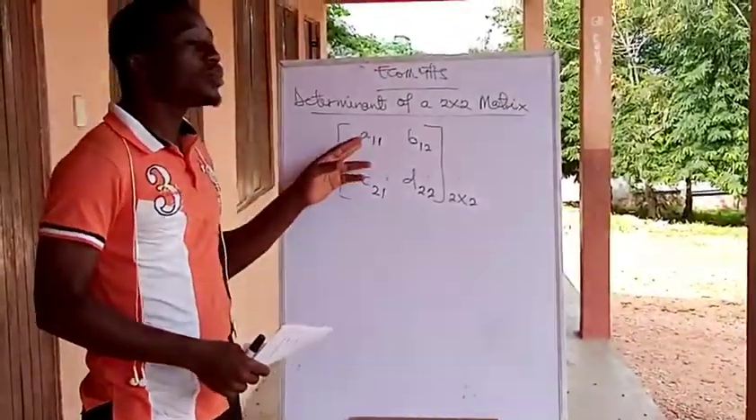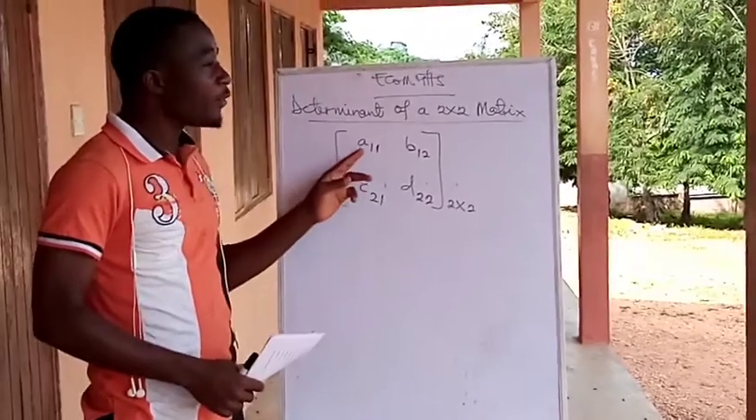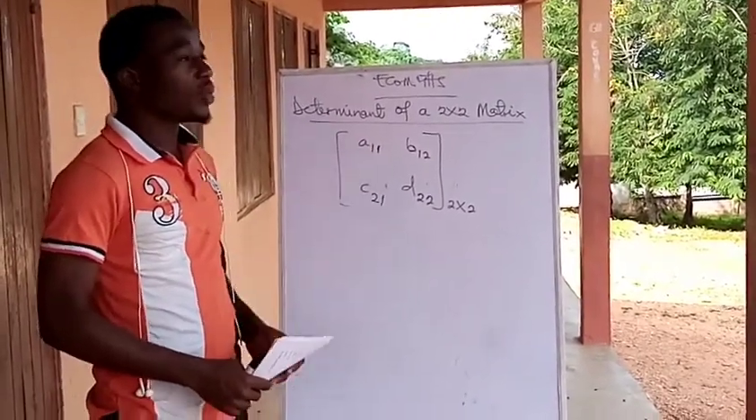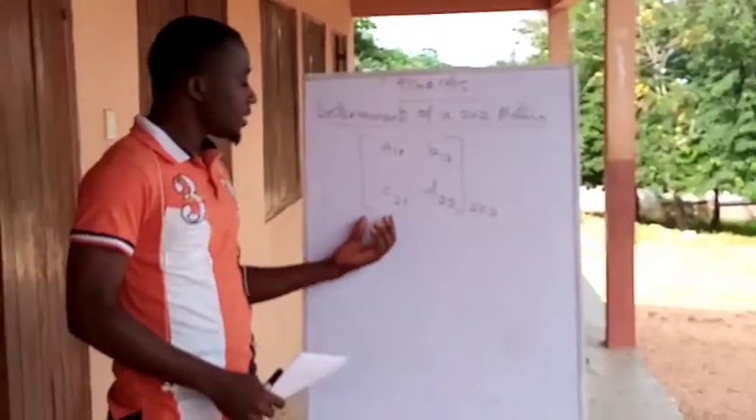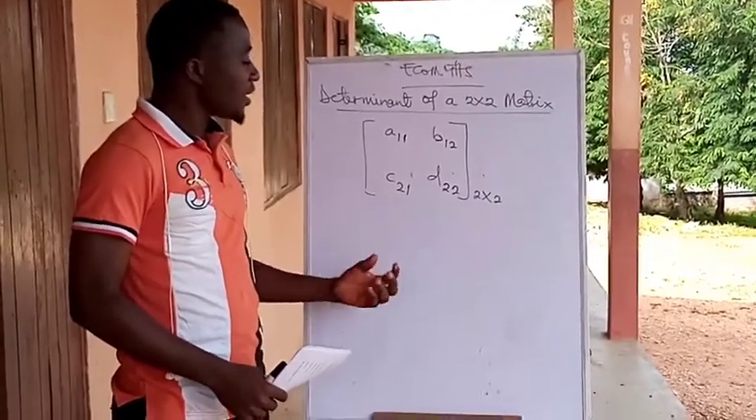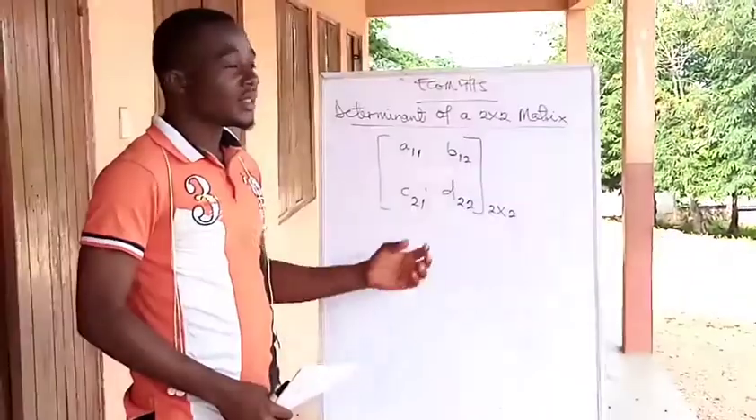When you come to element A, it's found on the first row and the first column. B is found on the first row and second column. C is found on the second row and first column, and D is found on the second row and second column.